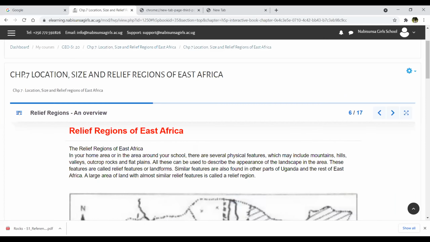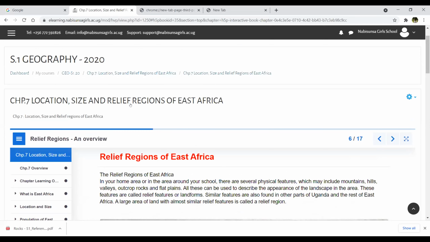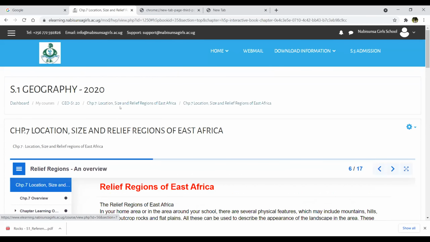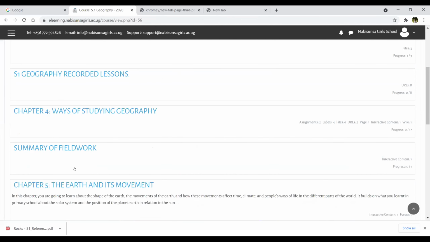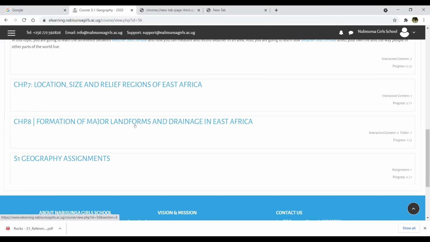So you navigate, you go through slowly, review. I'll be putting additional questions for review. That is how we navigate, ladies and gentlemen. So we say that one is navigation, chapter 7. But how about this chapter? This is chapter 8, formation of major landforms. I open it.